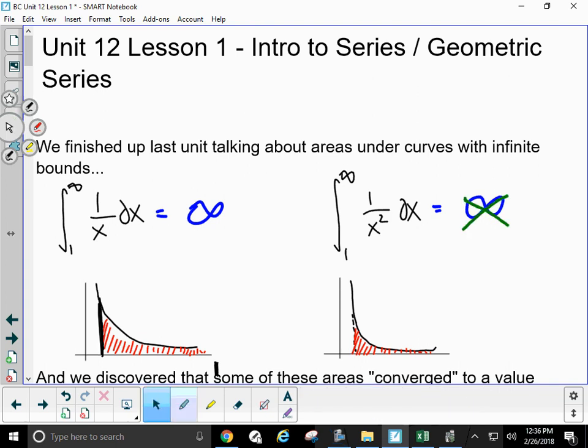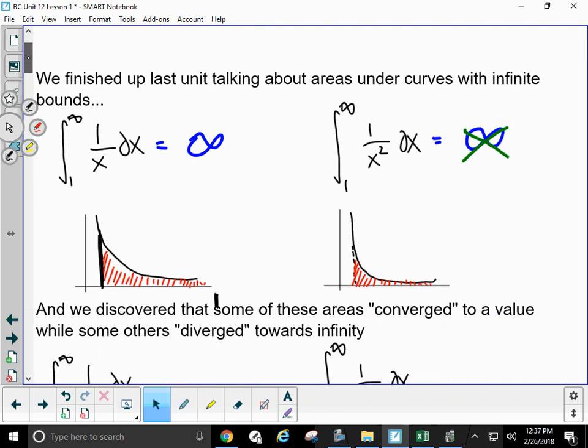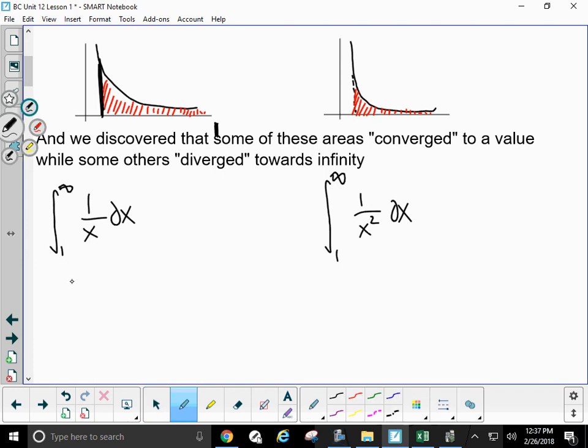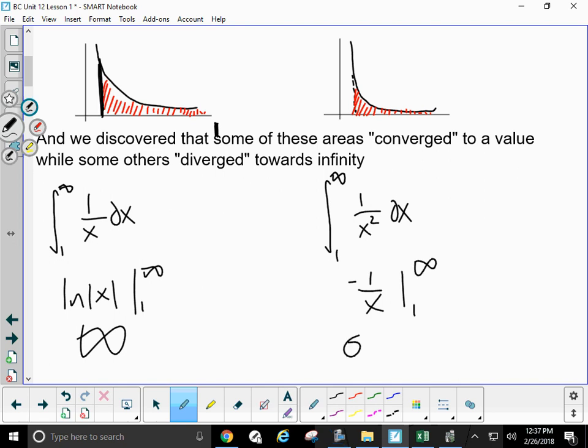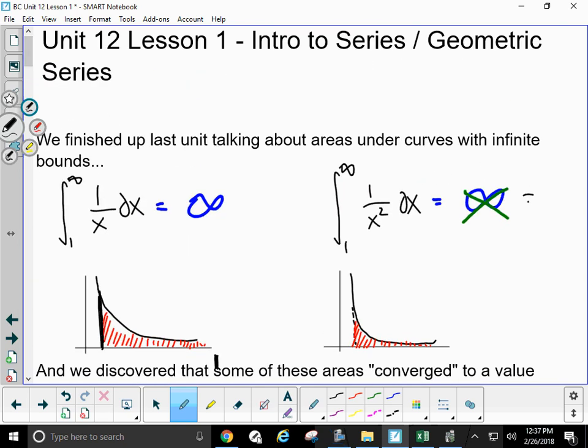We evaluated this, and we found that even though we're starting from 1 and going on forever and ever, this actual area converges to a number. We could say it approaches a number and it equals a number. Remember, this antiderivative is log absolute x. The change between 1 and infinity ends up giving us infinity minus 0. This antiderivative is negative 1 over x. Find the change in this from 1 to infinity, and you get 0 plus 1, which is 1. The answer to this one is 1. Similar situations, similar looking graphs, completely different answers.